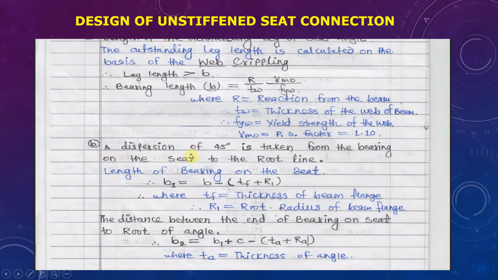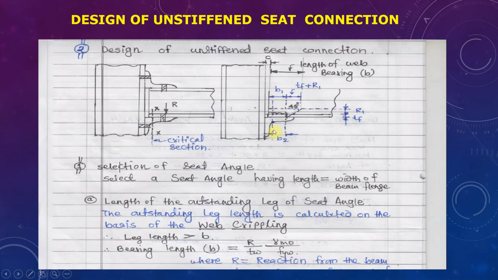A dispersion of 45 degrees is taken from the bearing on the seat to the root line. Let us go back and see here: from this point, this 45 degree line is drawn, which cuts the root radius line, and this height is TF plus R1. So the total length of the web, B1 plus TF plus R1, is transferring the reaction from the beam to the seat angle.